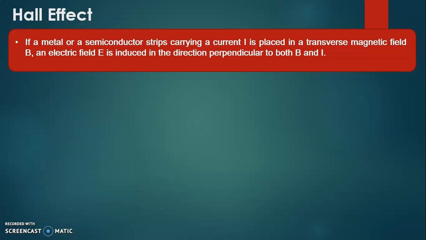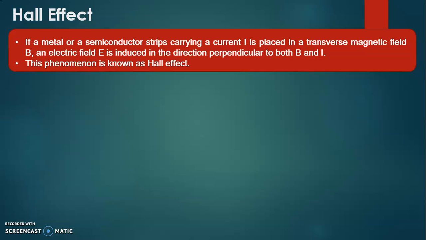I am repeating again. If a metal or a semiconductor strip carrying a current I is placed in a transverse magnetic field B, an electric field E is induced in the direction perpendicular to both B and I, that is magnetic field and current. This phenomenon is known as the Hall effect.